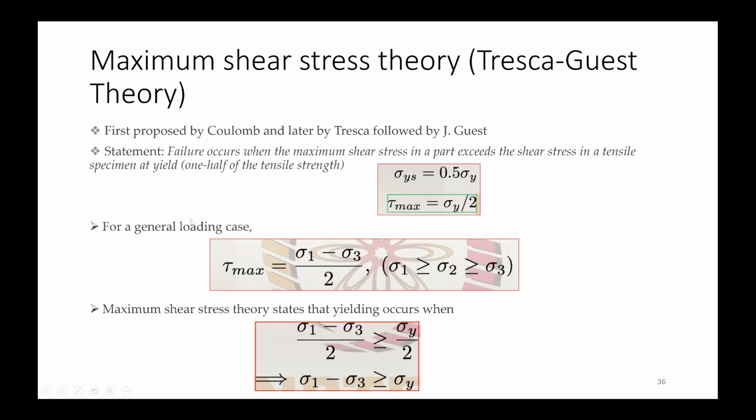So for a general loading case, if we are taking two principal stresses, sigma 1, sigma 3, these are three principal stresses. So sigma 1 should be highest and sigma 3 should be lowest. We can use minimum and maximum only, and we can get what will be your maximum shear stress. Now based on this shear stress, this equation should be higher than your yield stress.